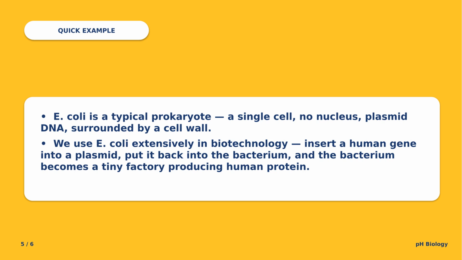Quick example, E. coli is a typical prokaryote. A single cell, no nucleus, plasmid DNA, surrounded by a cell wall. We use E. coli extensively in biotechnology. Insert a human gene into a plasmid, put it back into the bacterium, and the bacterium becomes a tiny factory producing human protein.